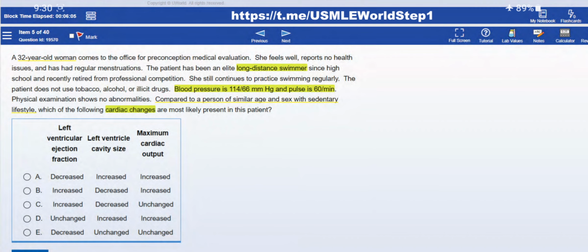So, option A, they have mentioned three things: left ventricular ejection fraction, left ventricle cavity size, and maximum cardiac output. Option A: decreased, increased, increased. Option B: increased, decreased, increased. Option C: increased, decreased, unchanged. Option D: unchanged, increased, increased. Option E: decreased, unchanged, unchanged. Pause it and give the answer.